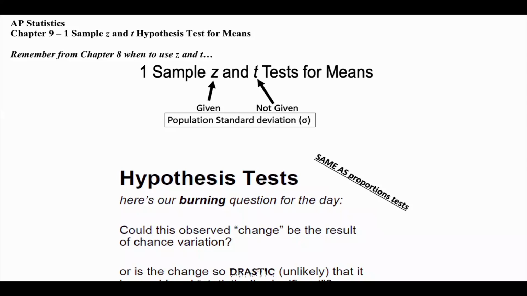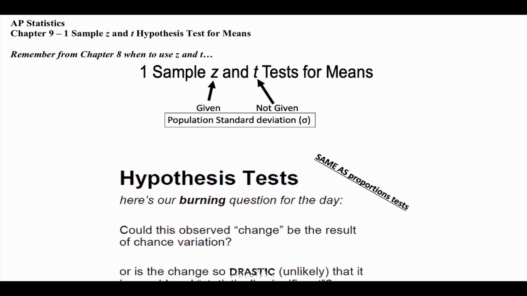Okay, so this is means, right? Means, averages, not proportions. Okay, so we have two options. Remember, for means, we always have two options, Z and T. Most of the time, it's going to be T. But how do we know?